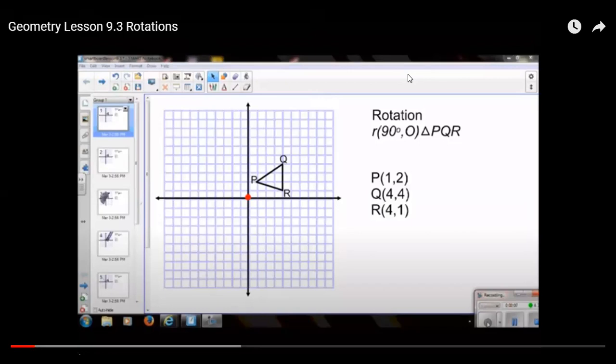Also, we talked on Thursday about clockwise and counterclockwise. Can anyone tell me the difference between clockwise and counterclockwise? Clockwise means what? Negative, and it's to the left, right? Clockwise means negative, right? And counterclockwise means positive.